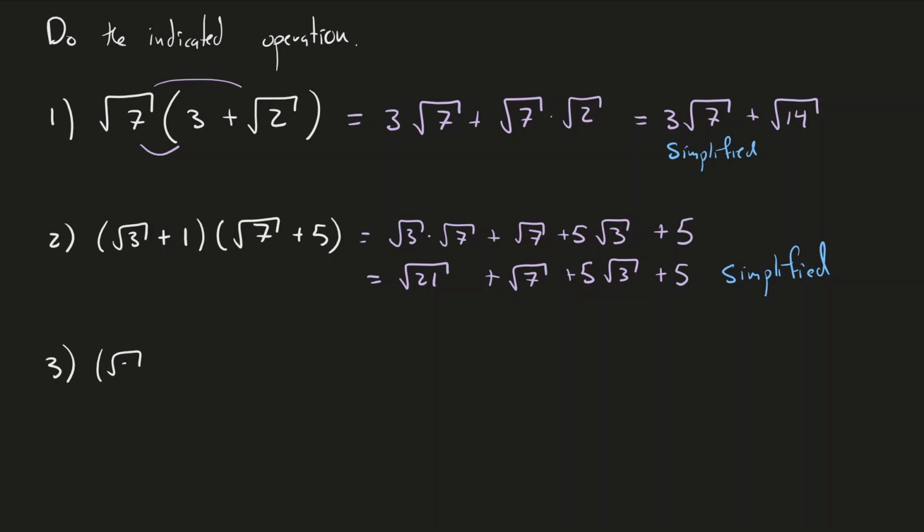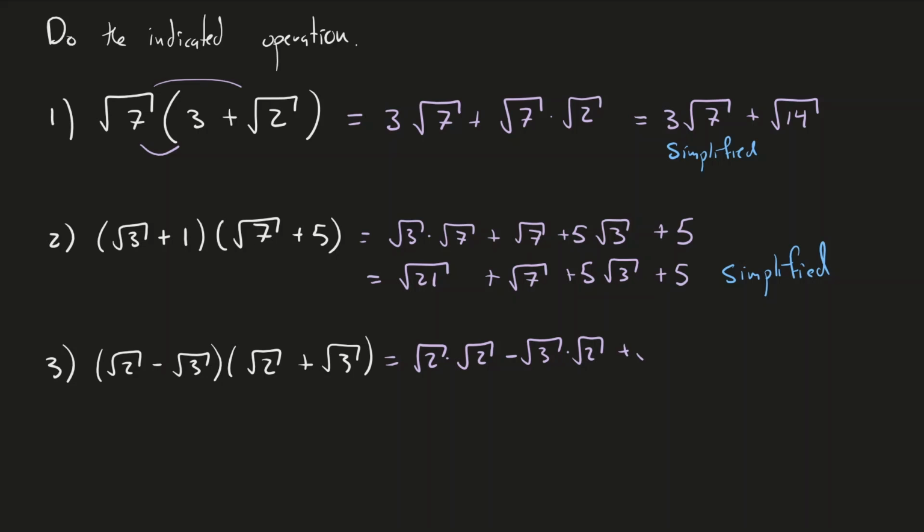So let's do the square root of 2 minus the square root of 3 times the square root of 2 plus the square root of 3. So fully multiplying this out, we get root 2 times root 2 minus root 3 times root 2 plus root 3 times root 2. Well, that's nice because we have the plus and minus there. Plus root 3 times root 3. Now, the second one over here is minus, so actually this is going to be a negative right there.